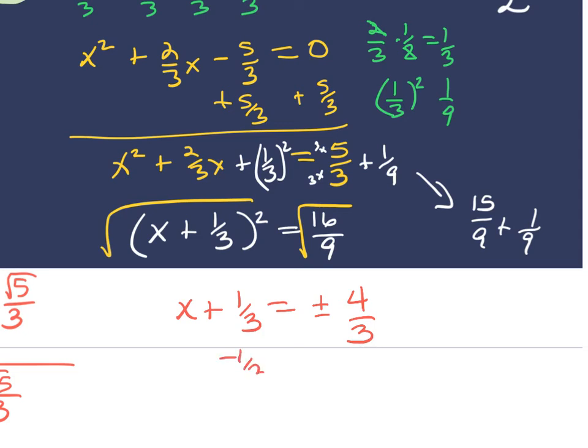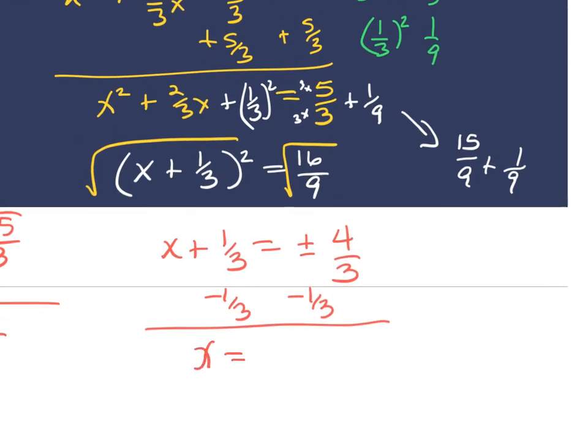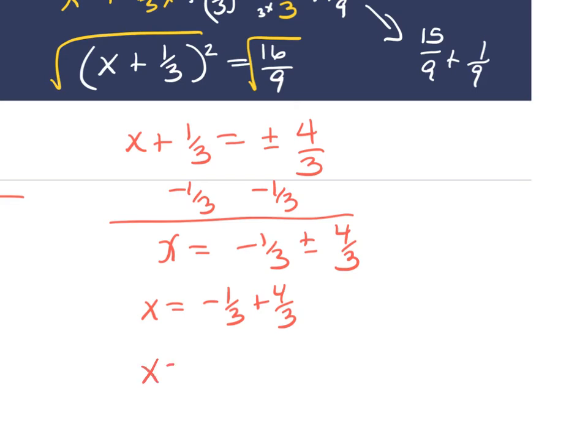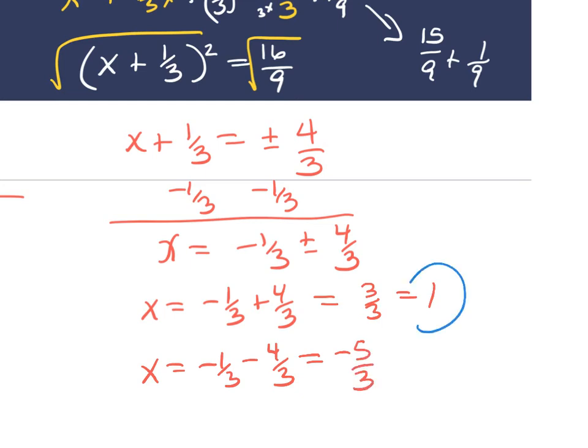Move the 1/3. And x is equal to negative 1/3 plus or minus 4/3. I got to do the math on this because there's no radical. So I actually have to do x equals negative 1/3 plus 4/3, and then also x equals negative 1/3 minus 4/3. This gives me 3 over 3, which is 1 whole. And then here gives me negative 5 over 3. So my two solutions are 1 and negative 5/3.